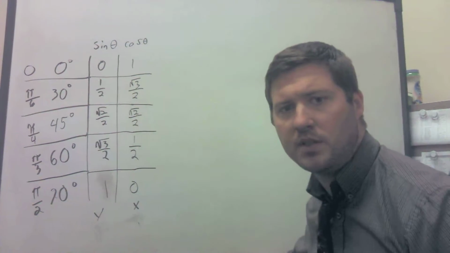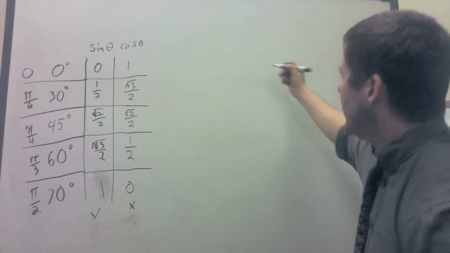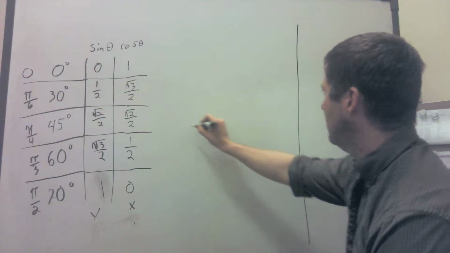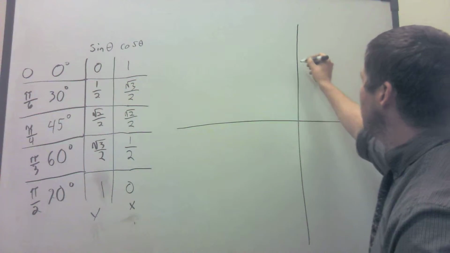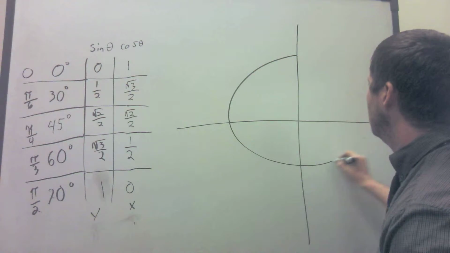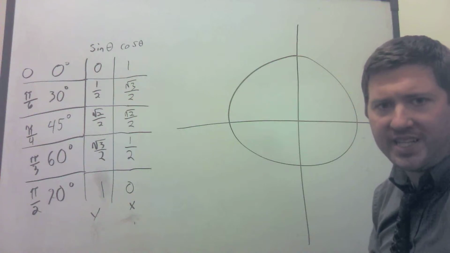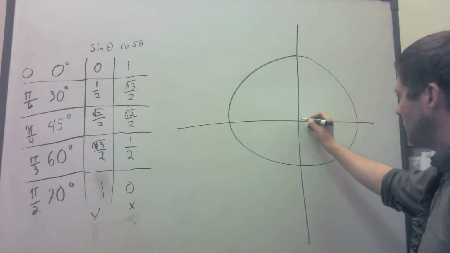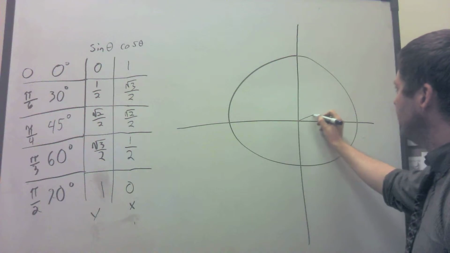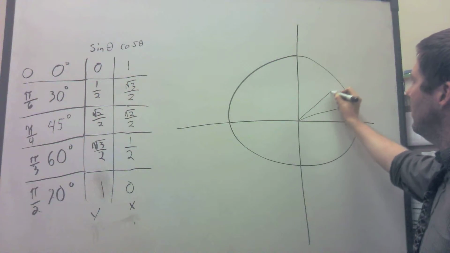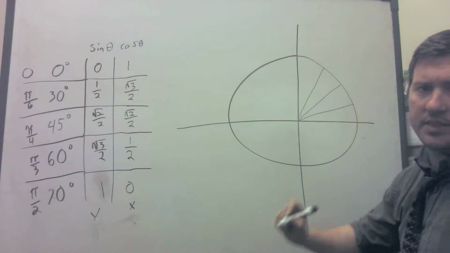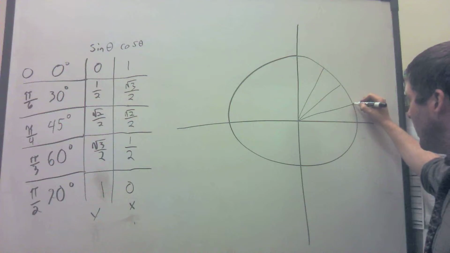Oops. So I'll draw my circle. This is my unit circle. So we'll pretend that's a circle. So radius is 1. And I'll draw these in at 30, 45, 60, and 90 degrees. Let's say at each of these points.